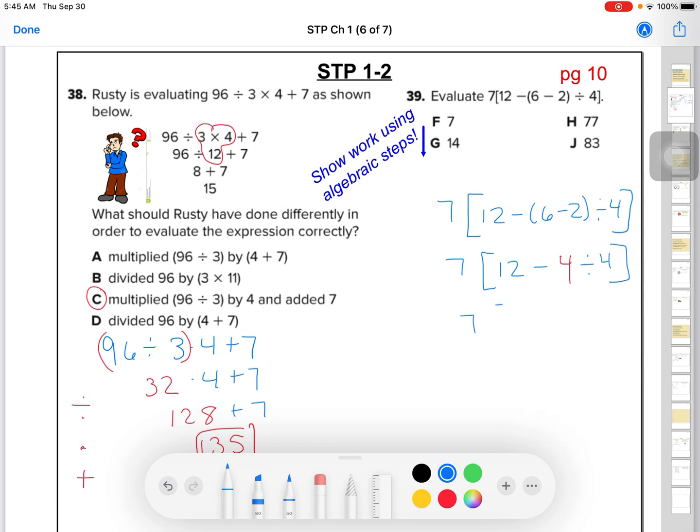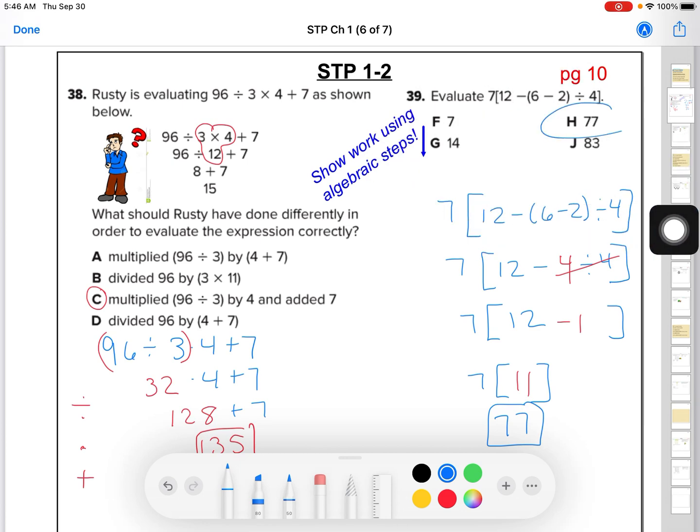Inside the brackets, I need to then do order of operations, which means I'm going to move on to the division. And 4 divided by 4 is 1. Now I'm going to finish what's inside the brackets, and 12 minus 1 is 11. And 7 times 11 is 77. Is that a choice up here? Yep. So then there's a good chance I got the right answer for that one.